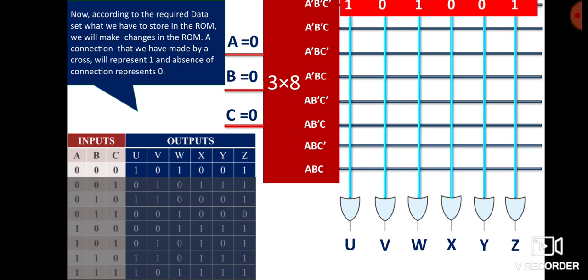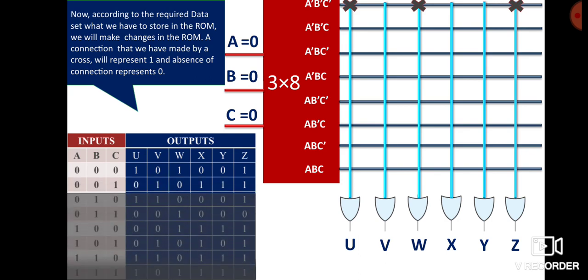That's very simple. Simply you have to make a cross connection at the point where you want a 1, and you don't have to do anything for the outputs where you want a 0. So here we go. See, I have made a cross at U, W and Z, because at these particular outputs we were expecting 1, and at the rest of the points we were expecting 0, or we wanted to store 0. That is why we have not made any connection at those.